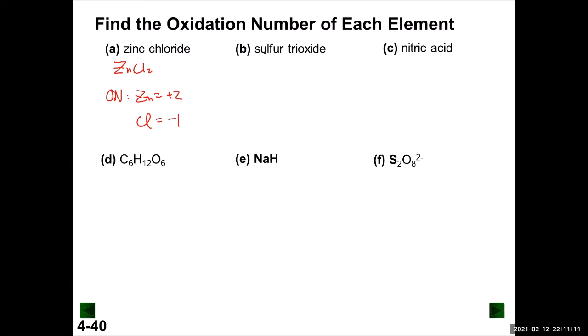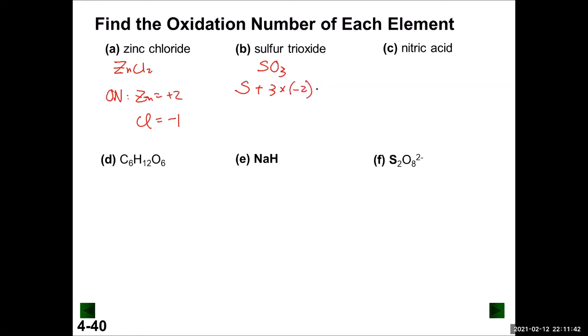Next, sulfur trioxide. If we go back to the previous slide and find out which element we assign the oxidation state first, we realize, first of all, this is a neutral molecule, so the sum of the ON should equal 0. That means I can write the ON for sulfur plus 3 oxygens. And oxygen, as we see from the previous slide, has a -2 oxidation number.